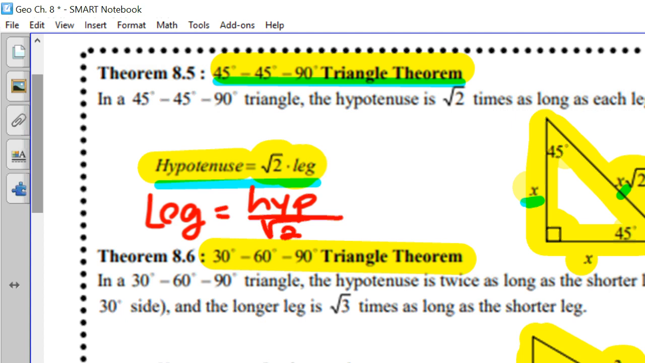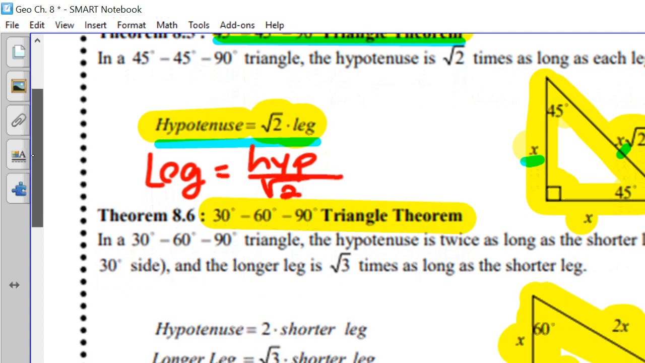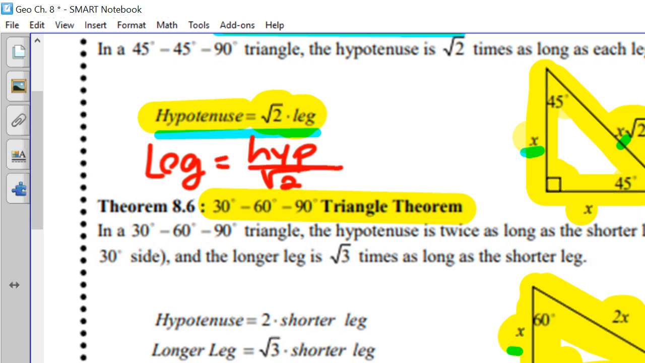The next special right triangle that we encounter is a 30, 60, 90. So the little angle is 30, the medium angle is 60, and the big angle is 90 degrees. In a 30, 60, 90, we always give our short leg. Please draw the picture if you don't have the picture on your paper. We always give the short leg x. The hypotenuse is 2 times x. The longer leg is √3 times x.